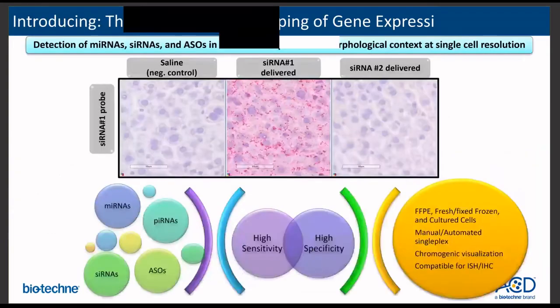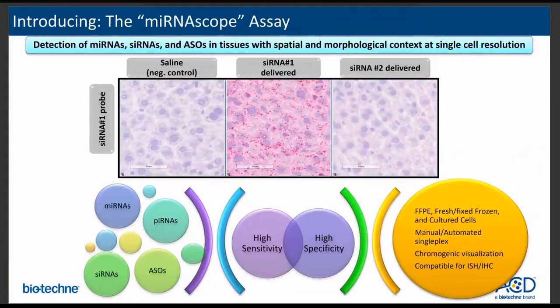All right, our newest addition to RNAscope technology that we're slowly commercially rolling out this month, but has been available for early access for the past couple of months, which has shown great results, is our miRNAscope assay. We use it for the detection of microRNAs, siRNAs, and ASOs, or antisense oligonucleotides, in tissues with spatial and morphological context at single cell resolution as well.